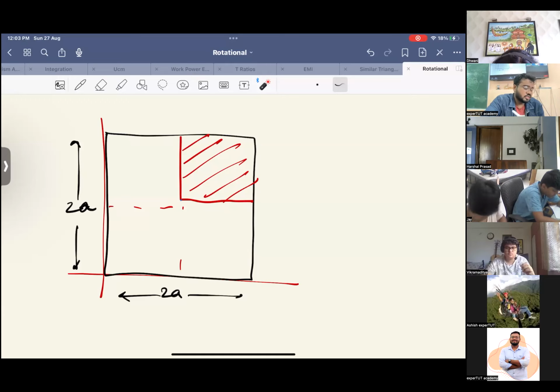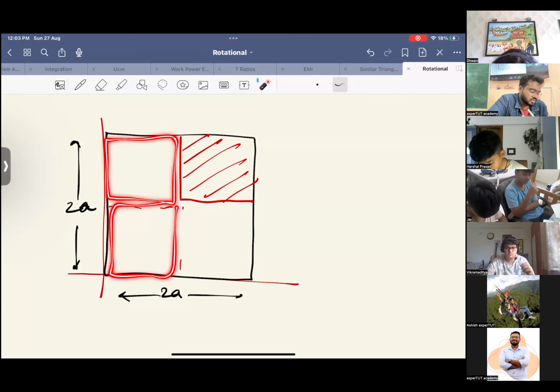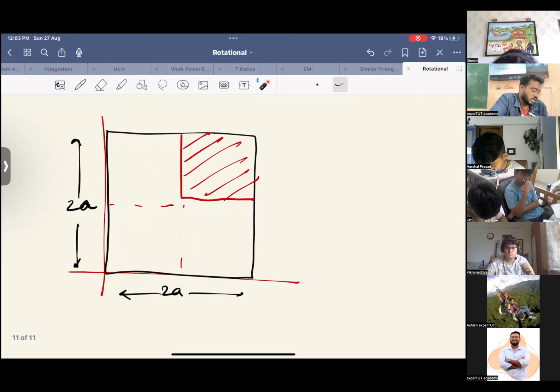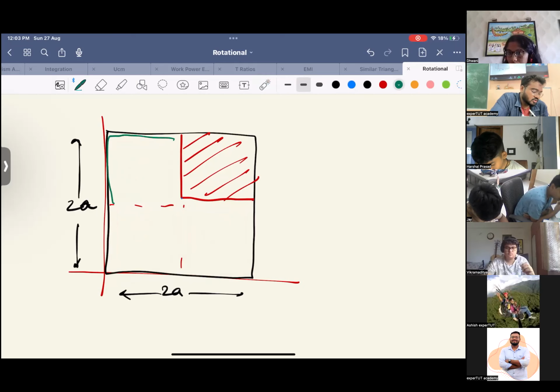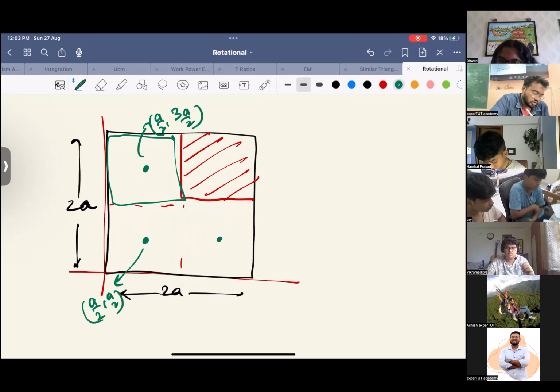Okay, so how to do this problem is, you can break this square lamina down into 3 pieces, and each piece has mass m. The center of mass of the first body is at what coordinate? Very good, a/2, 3a/2, yes or no? And for the next one, 3a/2, a/2.